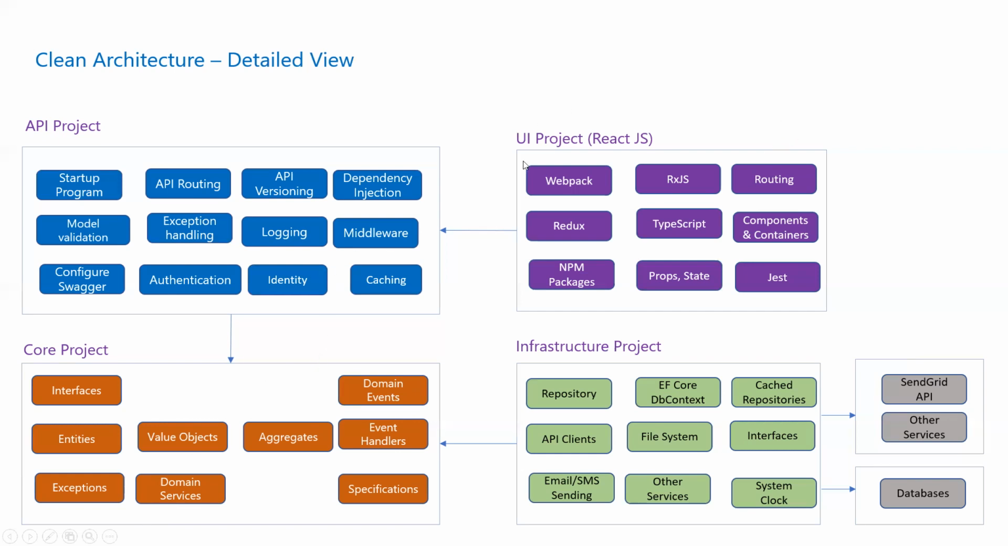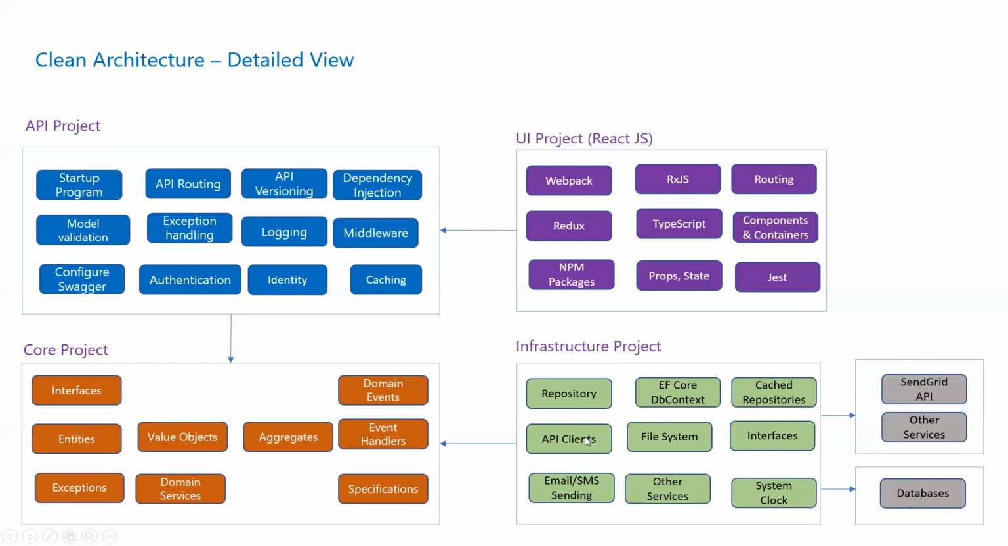So now I have the UI project in a separate Git repo and the backend code, the microservice code, with these three projects: API project, core project, and infrastructure project. And then my infrastructure will have the repositories, repository pattern, and then Entity Framework, DB context. And in case you are caching at the repository level, you can also have the caching here.